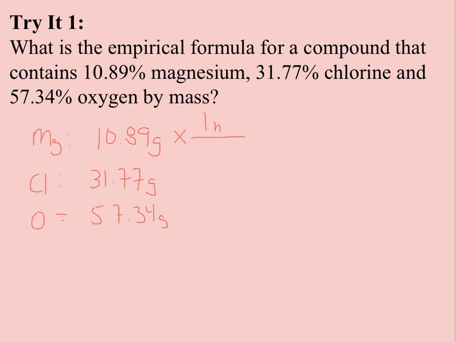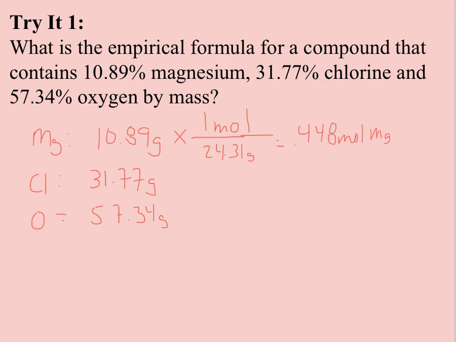So magnesium, I know 1 mole is going to have a mass of 24.31 grams. So this means I have, oh, I've got something in there wrong. I've got 10.89 divided by 24.31, a little less than a half, 0.448 moles of magnesium.